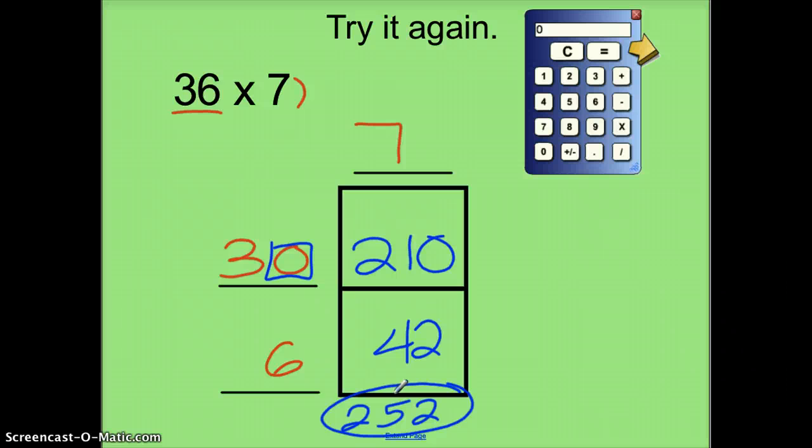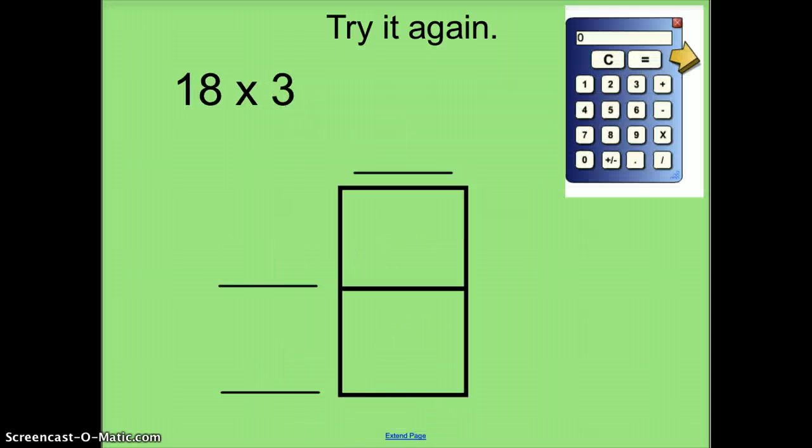And let's check up here on the calculator. I need to do 36 times 7, so I'll just put that in here. 36 times 7 equals 252. So we got the same thing. We know we're correct. Let's look at another problem.